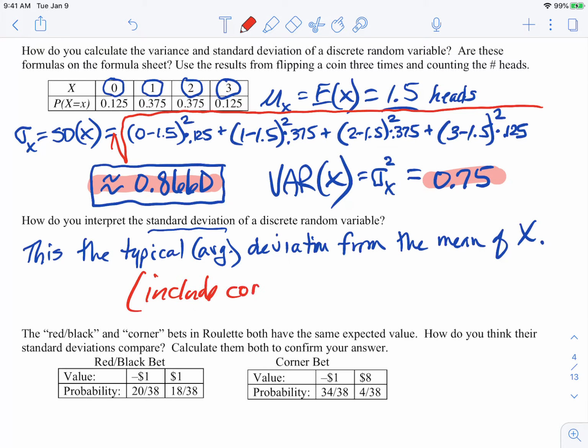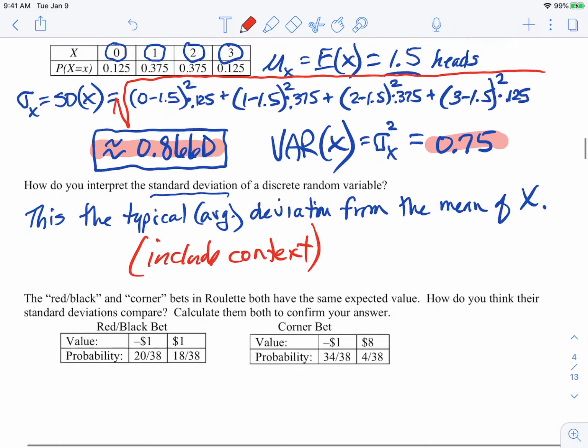So if this is a story, and I guess this is technically a story, we could say that the average variation that the outcomes 0, 1, 2, and 3 have from the mean of the number of heads, which is 1.5, is about 0.8660. So we could still include context. It gets a little cumbersome to write all that out, but that would be the interpretation.